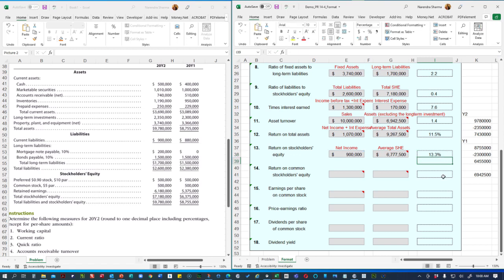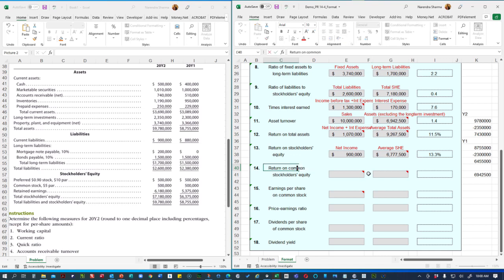Okay, now that's 13.3%. So basically what it means is if I invest $100 in the business, the business will be earning a net income of $13.3. So that's how we interpret that. Similarly, for return on total assets, it's the same thing. If I invest $100 in my assets, the company will be able to produce a net income of 11.50. So that's the interpretation part of it.